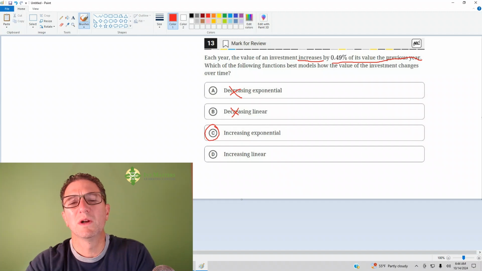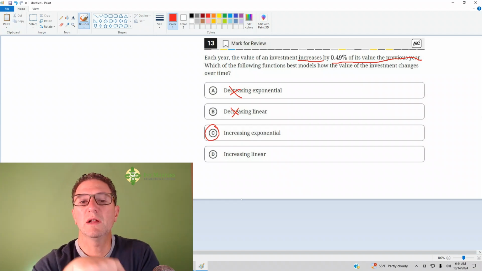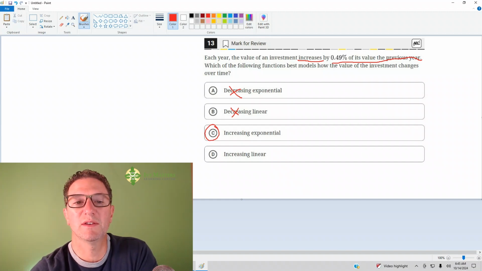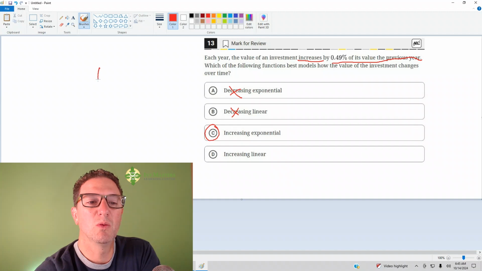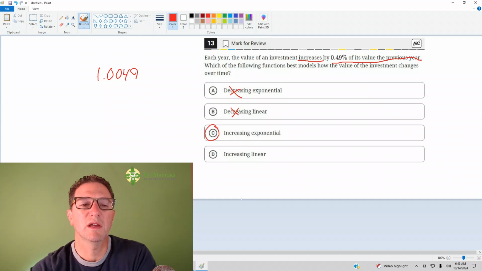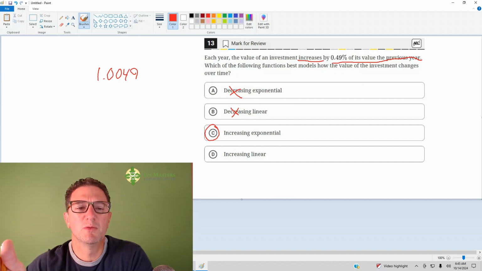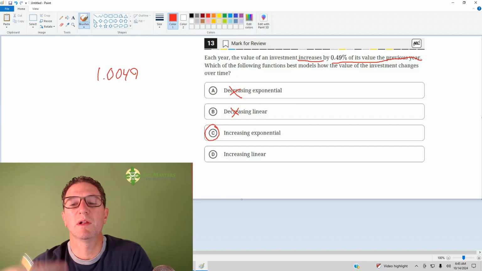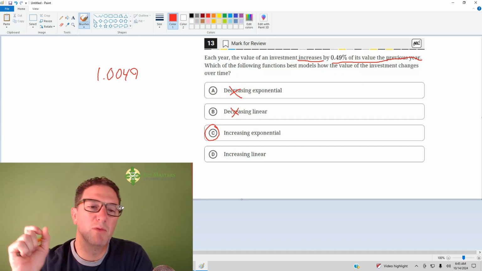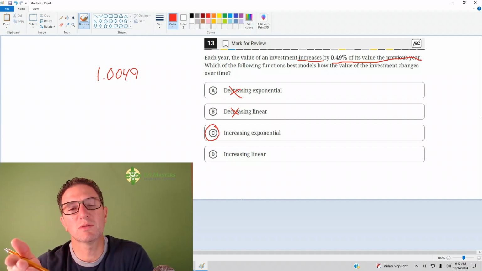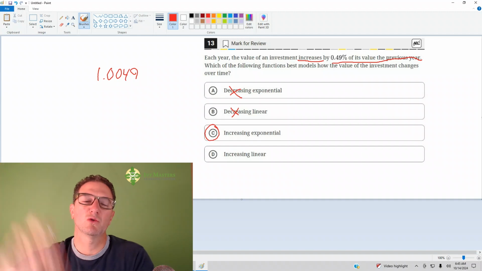So what's the thorough understanding here? Well, if you're increasing by 0.49%, as a decimal, it would be 1.0049. Because remember, what you're always doing to go from a percent to a decimal is move the decimal point twice to the left. But then if it's an increase, it's 1 plus that value. So that's what you would be multiplying the previous year by every single time. And even though it's a small percentage, it's going to be exponential growth.